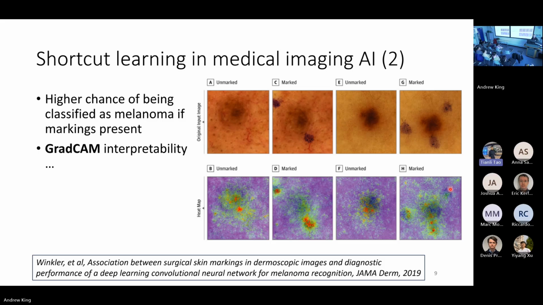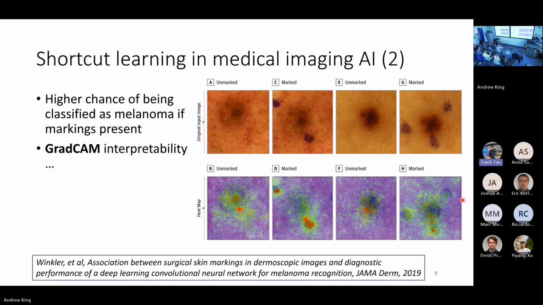Is it related to the fact that the marks somewhat resemble a melanoma, or is it more to do with the marks being an identifier? I don't know the answer to that question. Yeah, so it's not just something that looks like it, it's just an identifier. Okay, thank you.